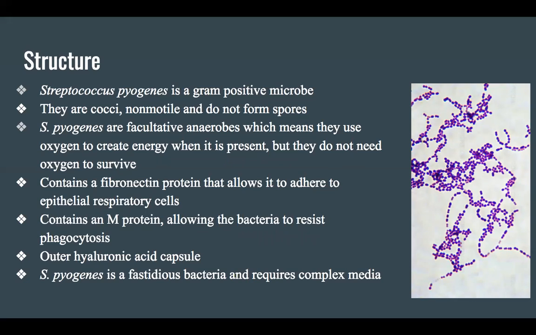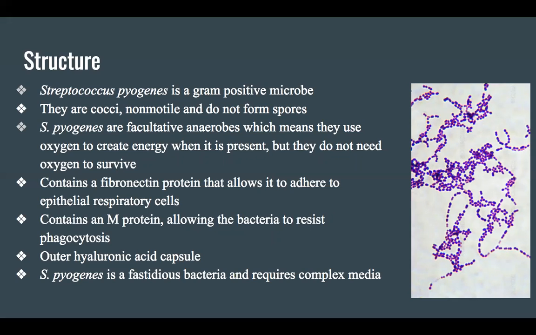S. pyogenes is a facultative anaerobe, which means they use oxygen to create energy when it is present, but they do not need oxygen to survive. They also contain a fibronectin protein, which allows it to adhere to epithelial respiratory cells, and this causes many infections in that area of the body.